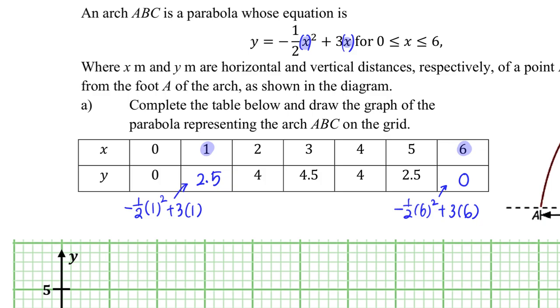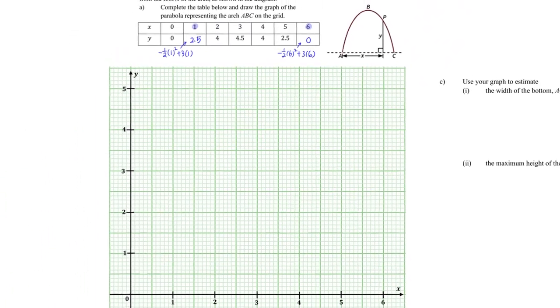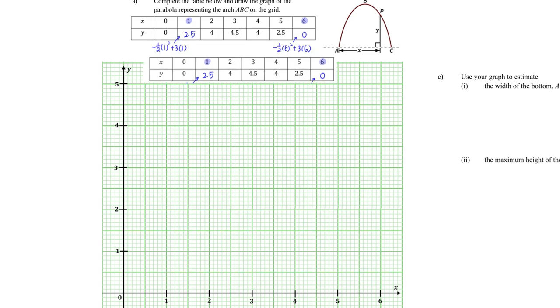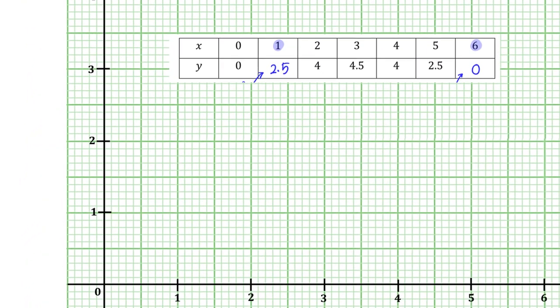Alright, once I have this table, I can then plot this graph easily, where I will have my 0, 0. I'm going to make sure that I can see this table easily and just put it near here. Later I will remove it. Okay, let's start plotting the graph.